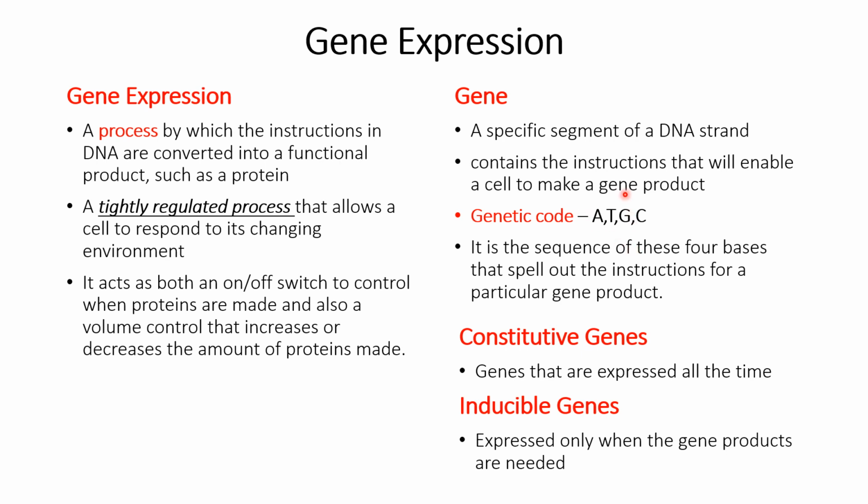For example, all human beings have the same genetic composition because we are one species. But how can we be unique from each other? It is the sequence of nitrogenous bases in the DNA, that is the only difference. It is the sequence of these four bases that spells out the instructions for a particular gene product.